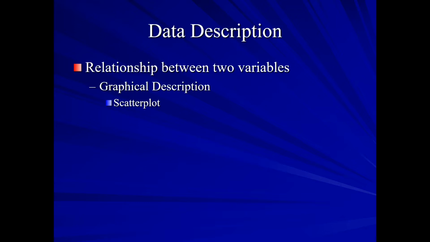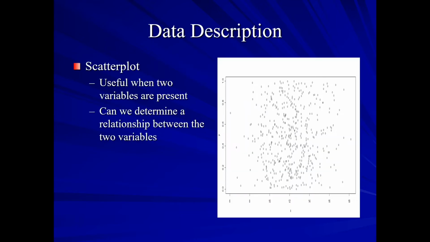In our last video section, we discussed describing distributions of variables, and we looked at numerous ways we could do this. In this particular section, we're going to look at describing relationships between two variables. Now, in order to describe a relationship between two variables, the first thing we need to do is create a scatter plot for our graphical description. Our scatter plot is useful when we have two variables present. We can determine if a relationship exists between these two variables.